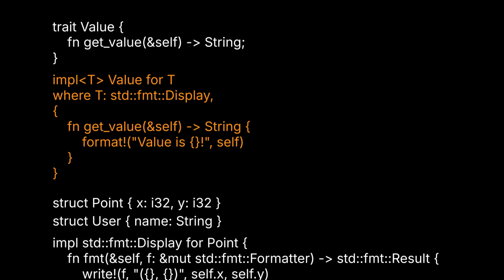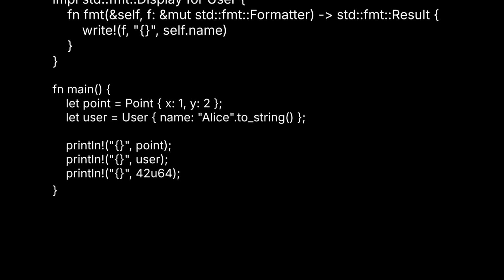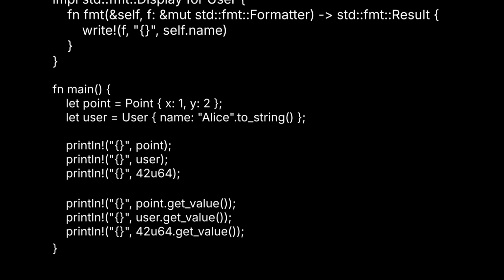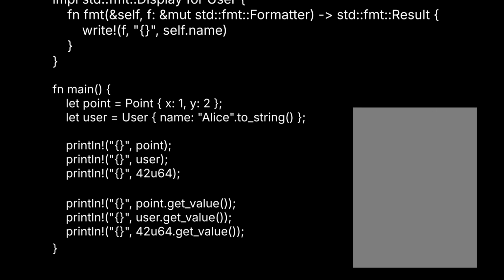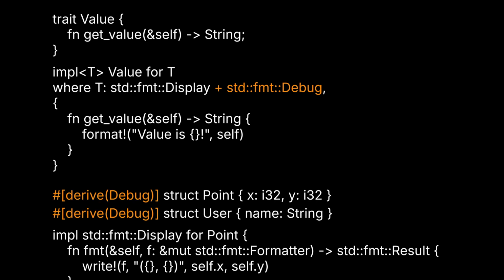Now we can have the get_value method implemented, which returns "the value is" and then whatever the self type is. In the main function also, without writing any new code, we can just call the get_value method for all these types, including this u64. The output will be like this. If you want to add this method for multiple traits, not only just Display, then you can add this using the plus sign. Of course, you need to derive the Debug trait to use it, but I hope you got the idea. Yeah, so this is what basically a trait is.